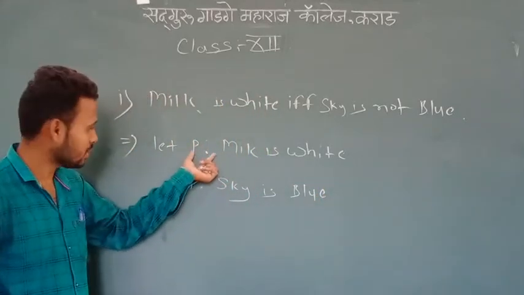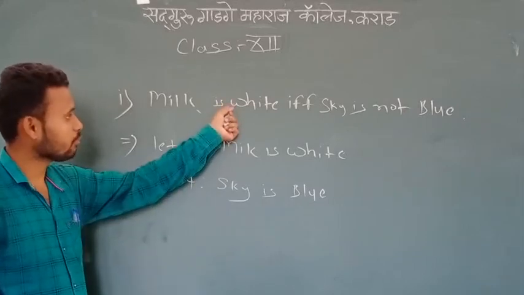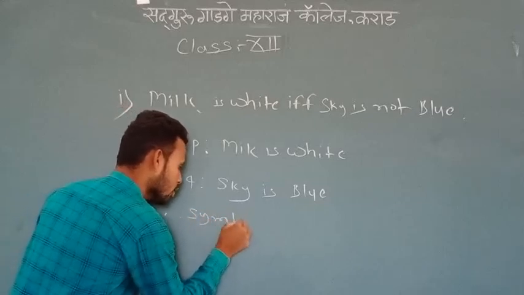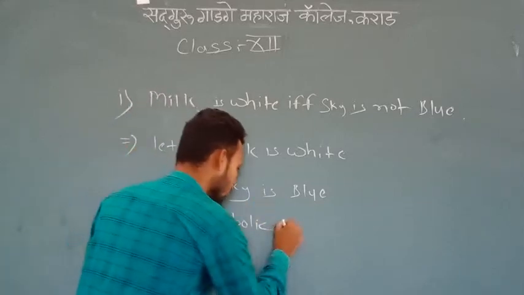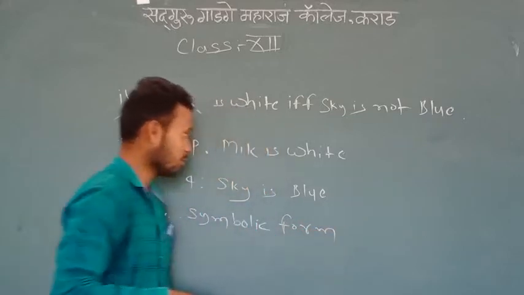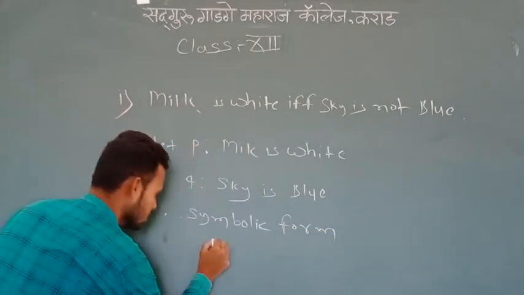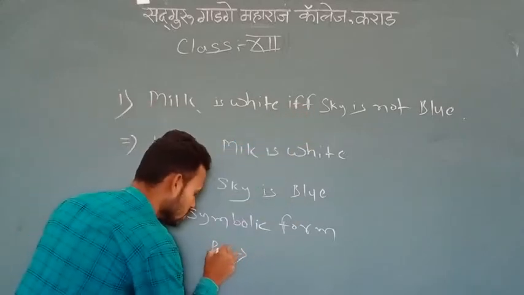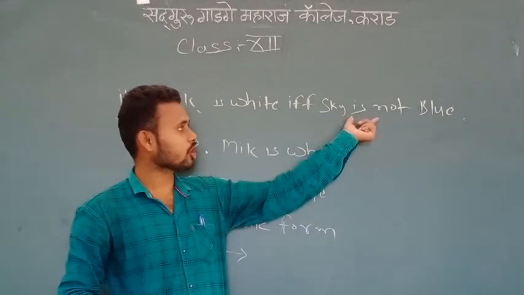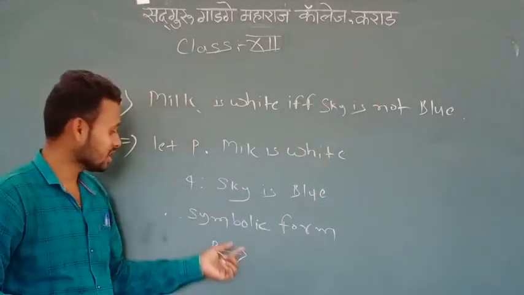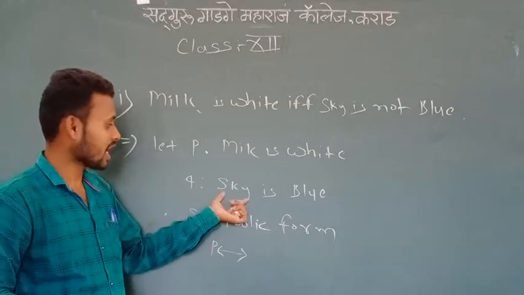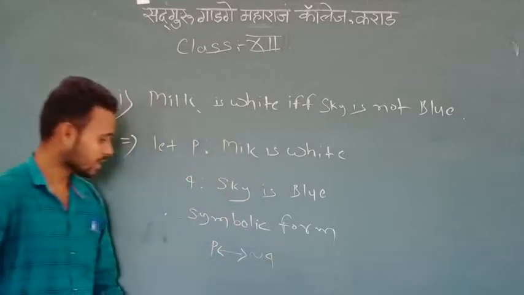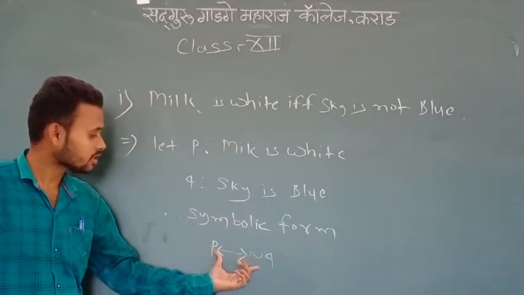We have P statement, we have Q statement. Therefore the symbolic form of the given statement: we know that if and only if is the logical operator, and we use this symbol between P and the statement 'sky is not blue'. We consider statement Q as 'sky is blue', its negation is 'sky is not blue', therefore we write here negation of Q, which is the required symbolic form of the given statement.